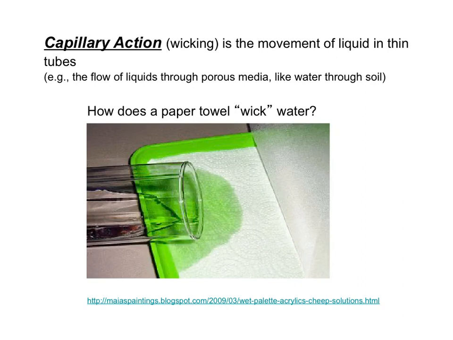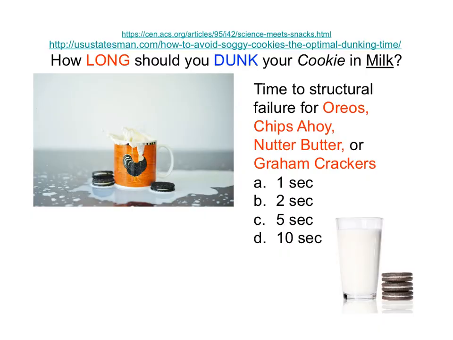How does a paper towel wick water? Stop the video and explain this application of capillary action. And the answer is, the paper towel is designed to have tiny little tubes. Water is more attracted to the material than it is to itself, and capillary action. Here's another application of capillary action. How long should you dunk your cookie in milk before it falls apart? And here is the answer according to this rigorous study.